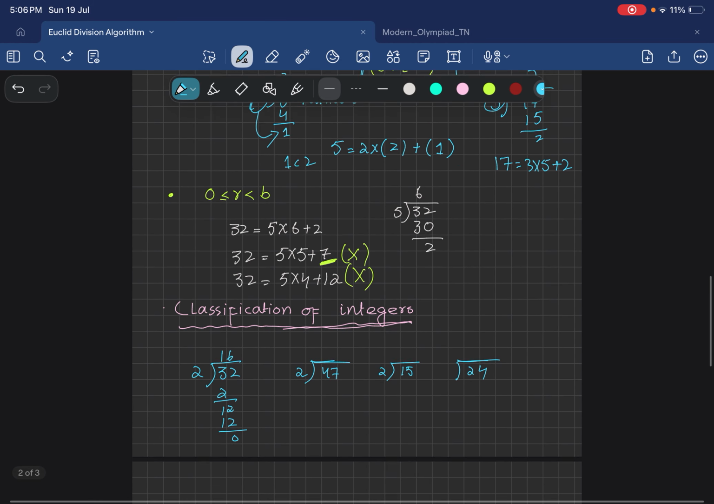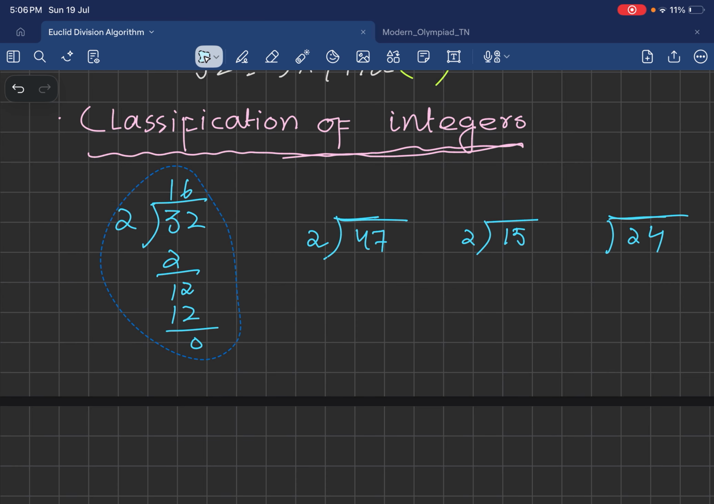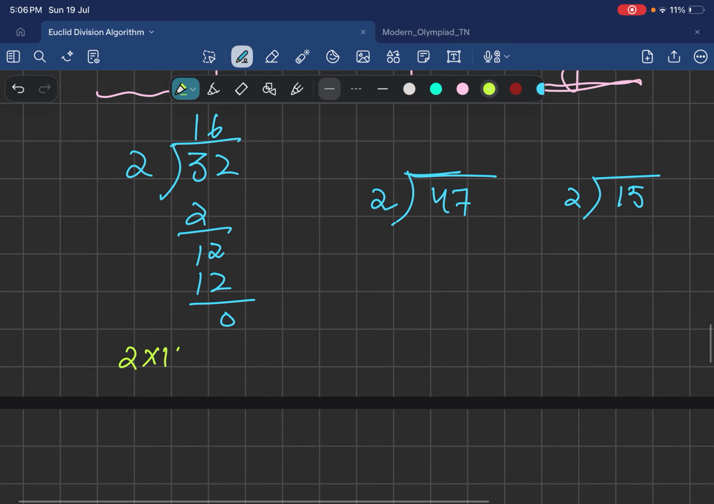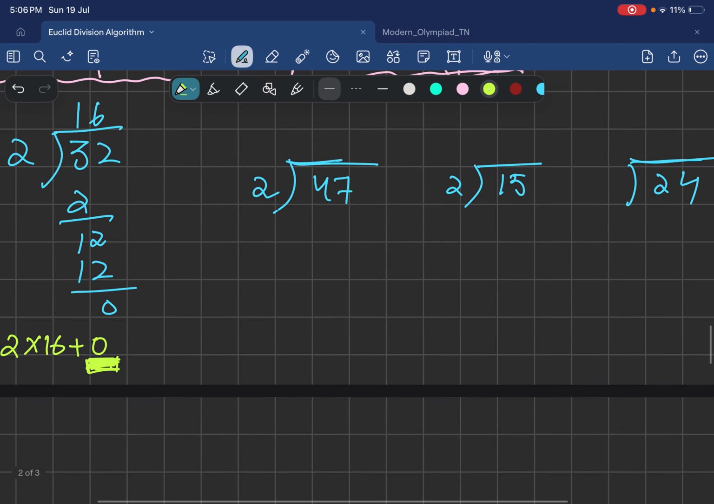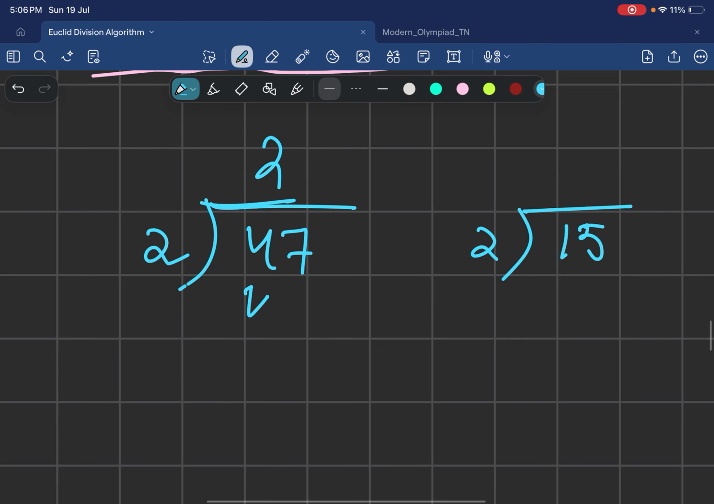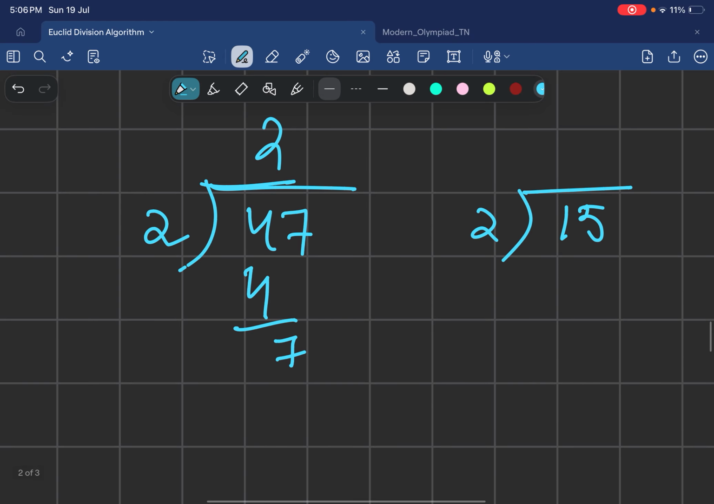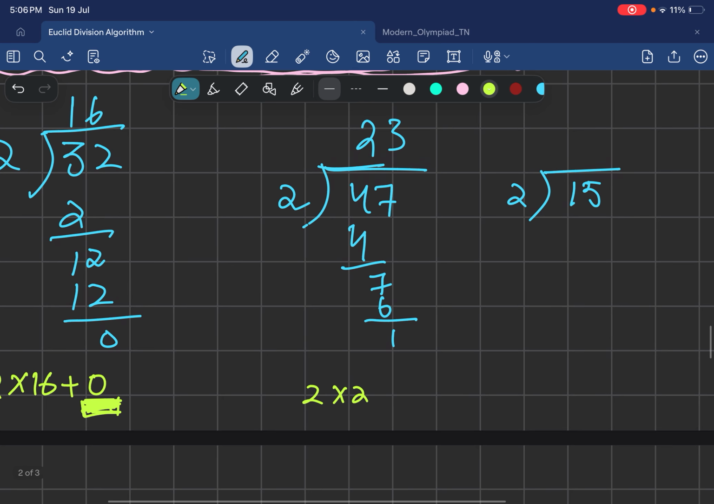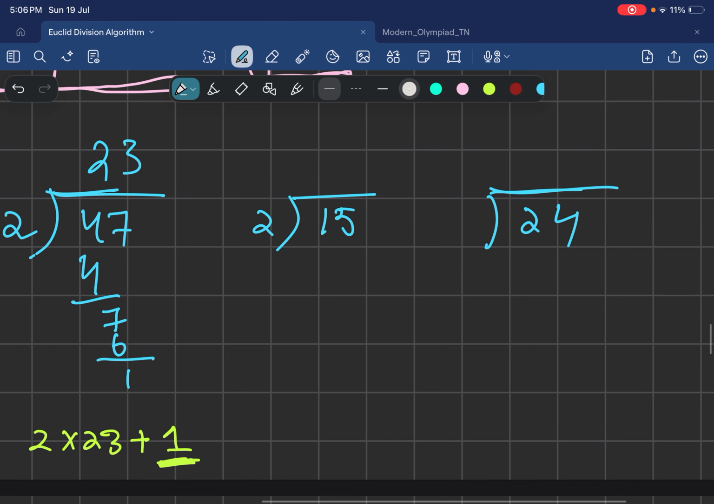Now let's write it down as such using Euclid's algorithm: 2 into 16 plus 0. Just look at the remainder, because we will deduce something really beautiful from here. 2 2s are 4, and then you take down 7, and 2 3s are 6, and you get a remainder of 1. We could write it as 2 into 23 plus 1. Just look at the remainder. And then again 2 7s are 14, and you get a remainder of 1. You could write it as 2 into 7 plus 1.